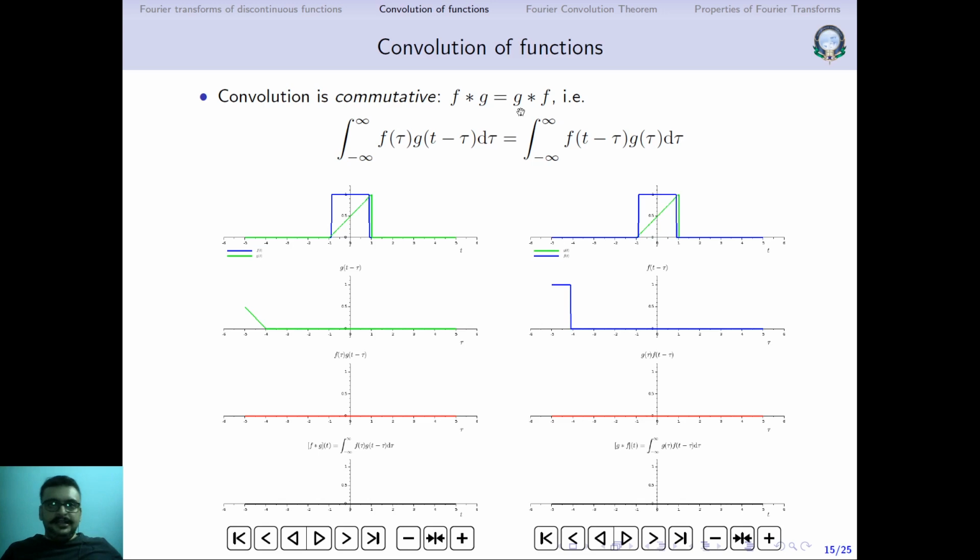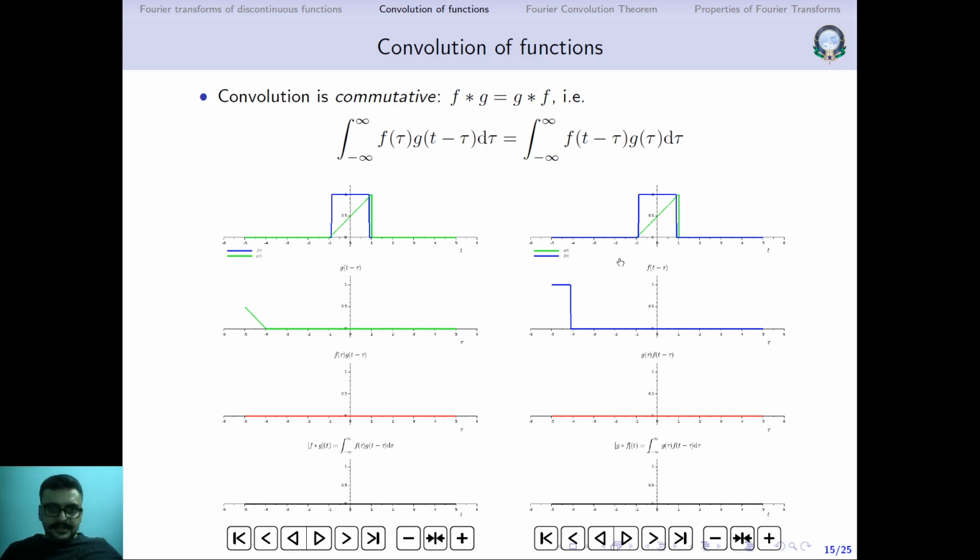Okay, next is the first property of convolution: convolution is commutative. It does not matter whether you take f star g or g star f. The dummy variable is tau here. It does not matter whether I reverse and shift g or I reverse and shift f. The convolution is going to be just the same.